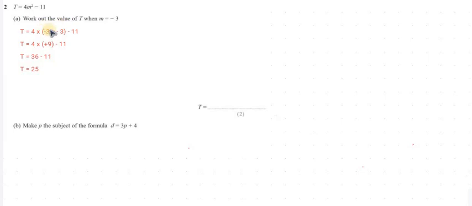It's still the rules of BODMAS or BIDMAS. It's still algebra. So minus 3 times minus 3 first. That will give you plus 9. And then 4 times 9, that's 36. Then minus 11, you have 25. Okay.